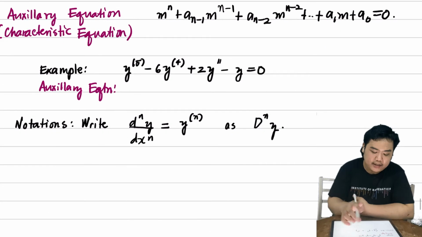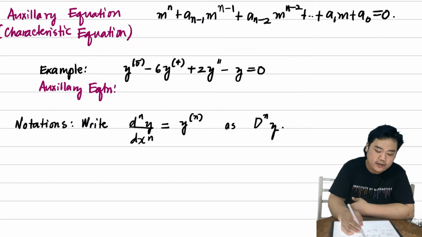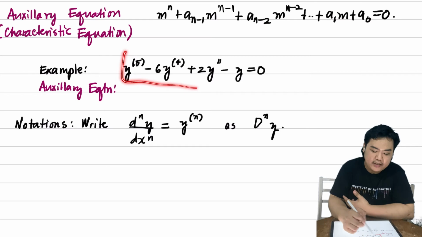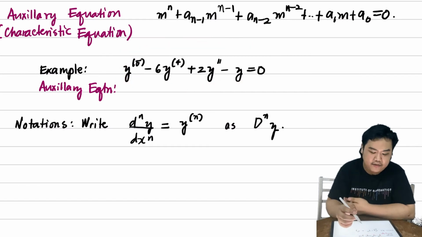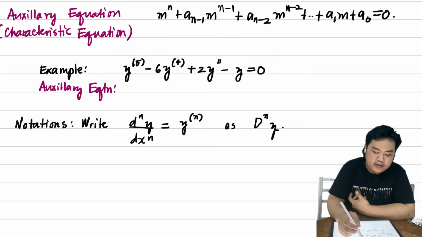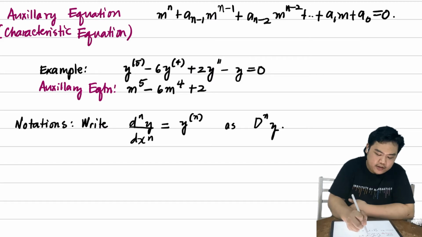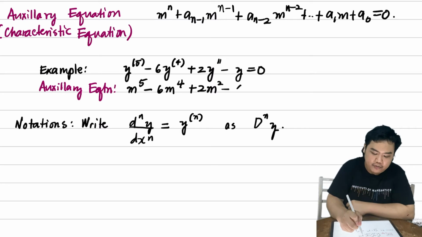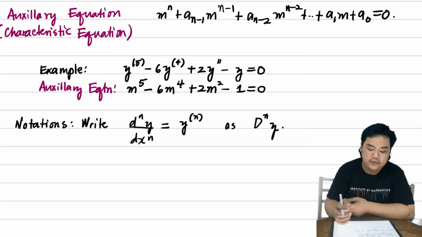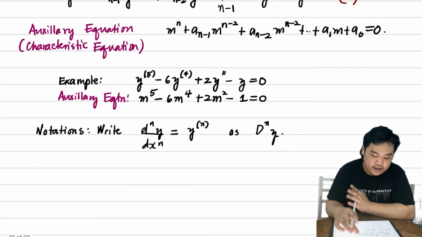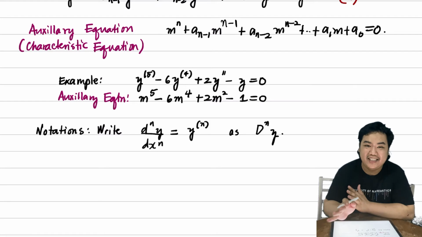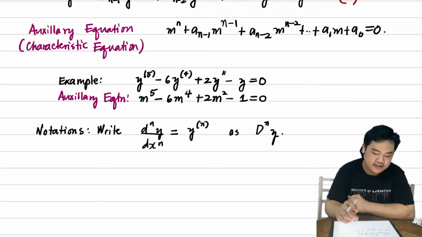So, para magets natin yun, let's do this example. Let's say we have this homogeneous linear differential equation. So, its auxiliary equation is m raised to 5 minus 6m raised to 4 plus 2m square minus yung y, you replace it by 1 equal to 0. So, ganun lang yun. Notation lang yun. Pero kakailanganin natin yung auxiliary equation to find the general solution.